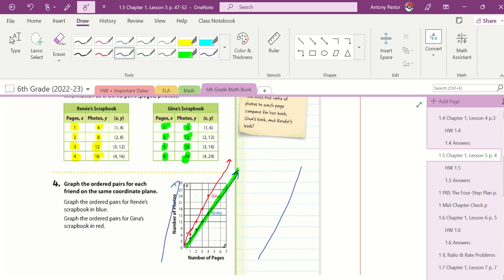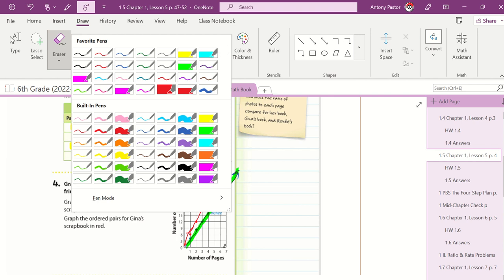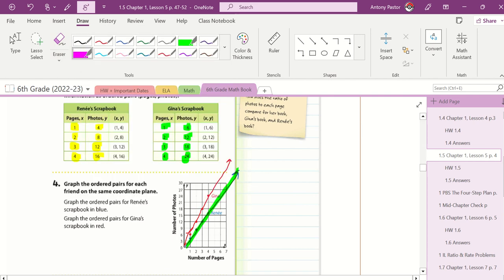If the incline is higher, so if your line looks like this, you're not really getting a lot. You want to go higher. The straighter and the higher it is, the better the line is. So what this is saying is that Gina is actually getting a lot more done because she has a lot more photos per page on hers. So when she's done, Gina in 4 pages will have 24 photos in her scrapbook versus Renee, who will only have 16 photos in her scrapbook.